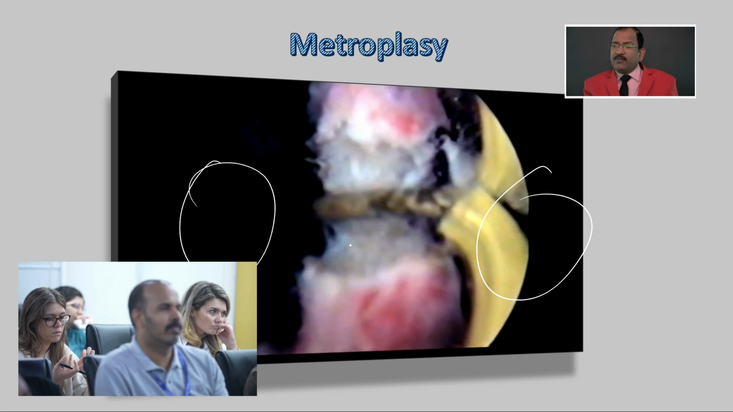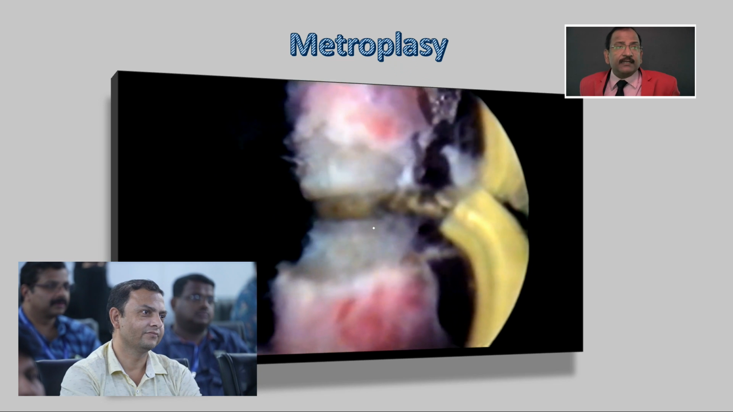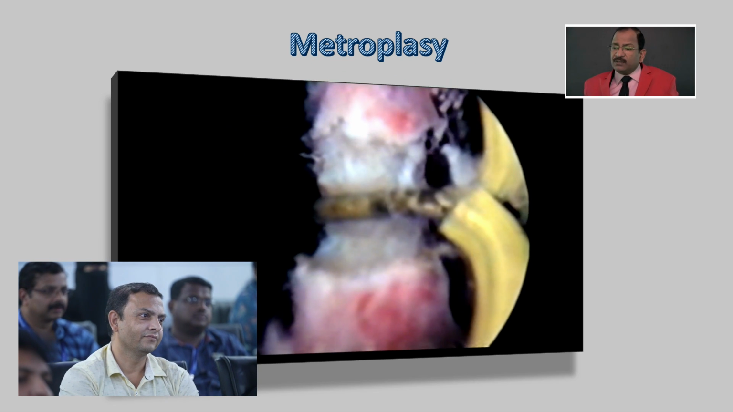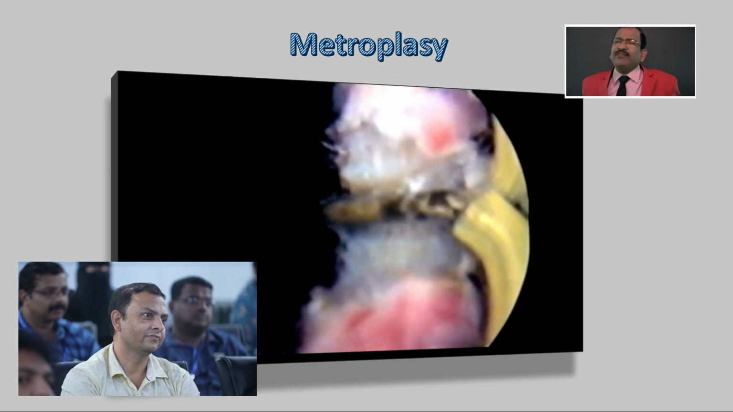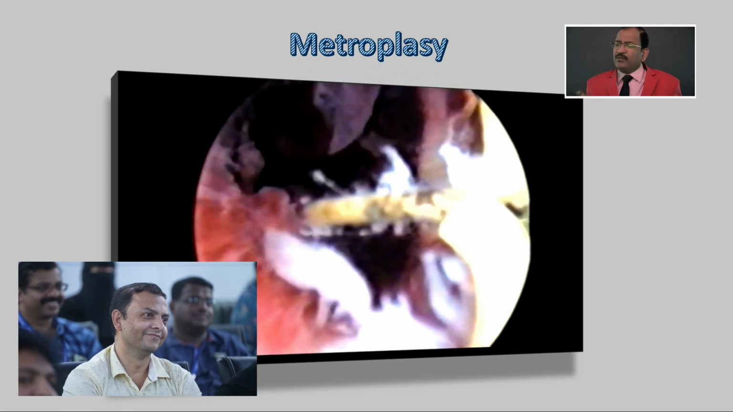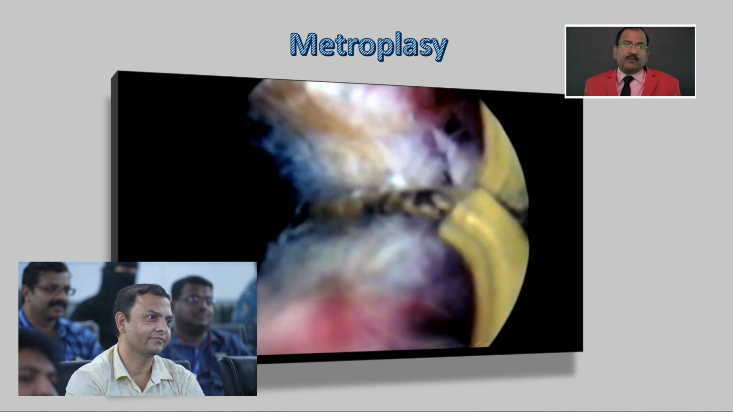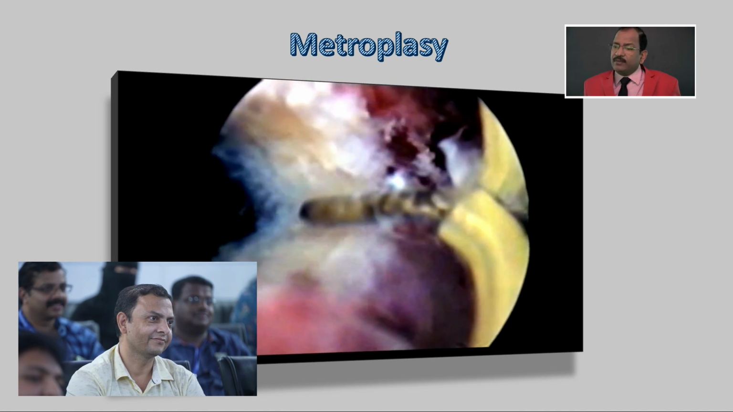So you will keep on going proximal to distal. One millimeter at one time, very slow. Don't play big, very slow. And you will keep on cutting slowly. A small bite will be taken.